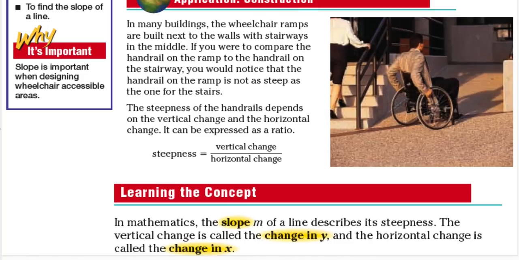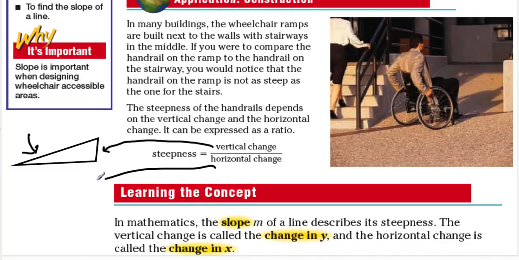So when you talk about the handrail, it's basically saying this. If this is your handrail right there, the steepness of that handrail will be the ratio of the vertical change, which is this one, over the horizontal change, which is that one.